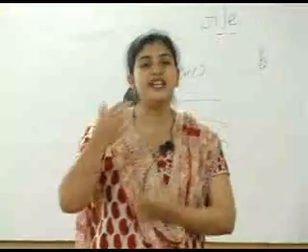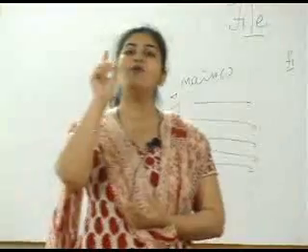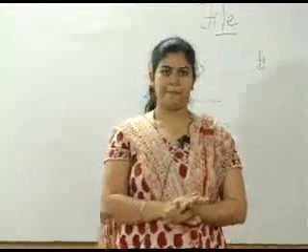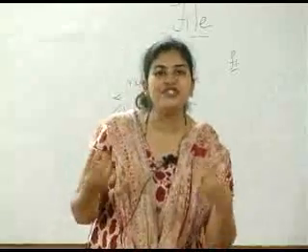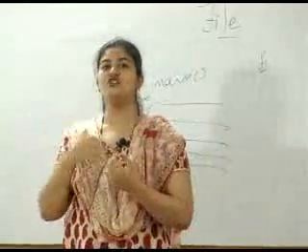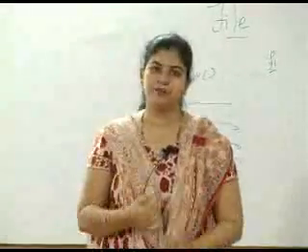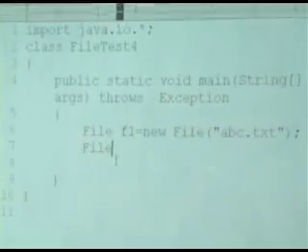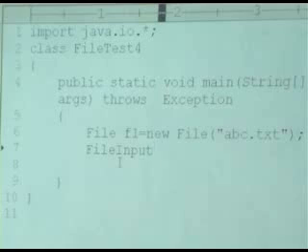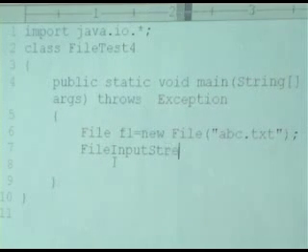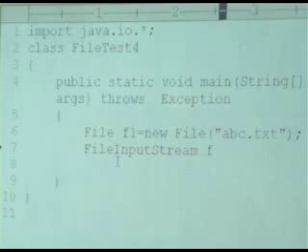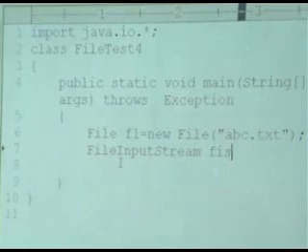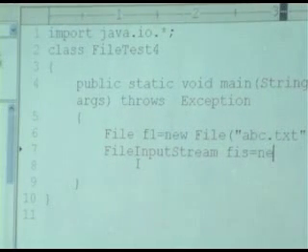In order to read from a particular file, I want one input stream. Input stream is used for reading. Now what kind of a resource is this? It is a file. So I would make use of a file input stream. So go and say FileInputStream. FileInputStream is nothing but a class in Java. So again you will say FileInputStream fis = new FileInputStream.